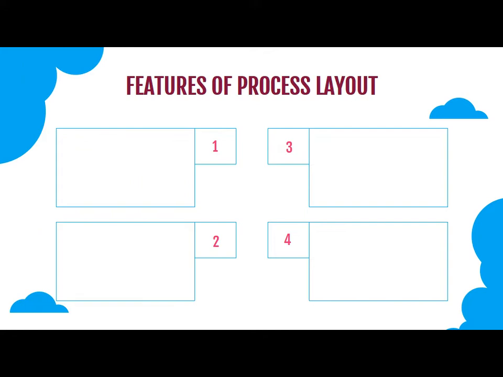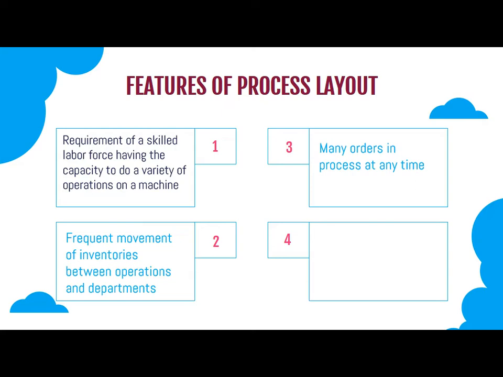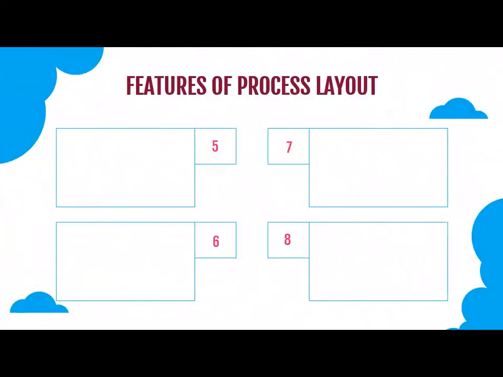Now we will see features of process layout. Requirement of a skilled labor force having the capacity to do a variety of operations on a particular machine. This is a feature of process layout. Frequent movement of inventories between operations and departments is another feature of process layout. Many orders in process at any time and extensive space for storage in departments for unprocessed inventories. These are the features of process layout.